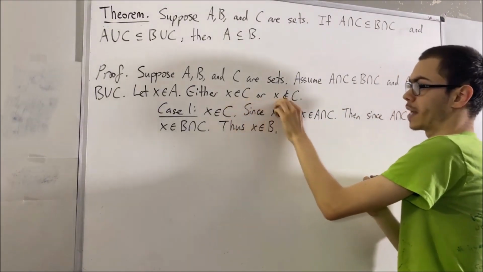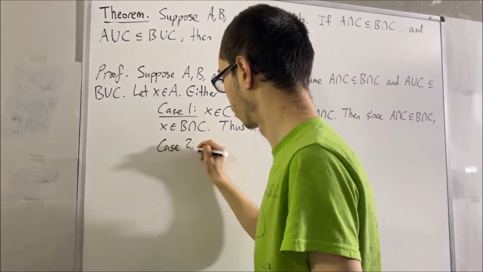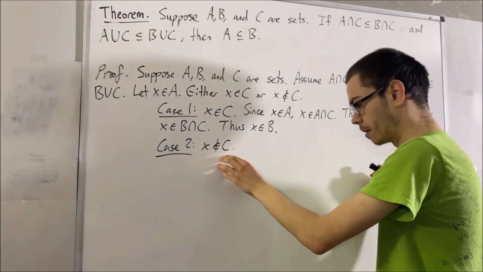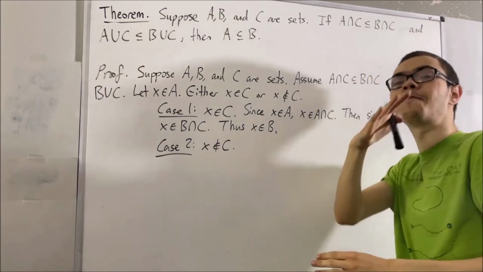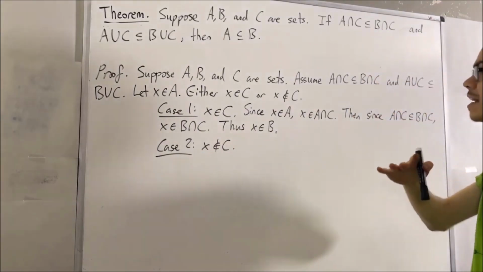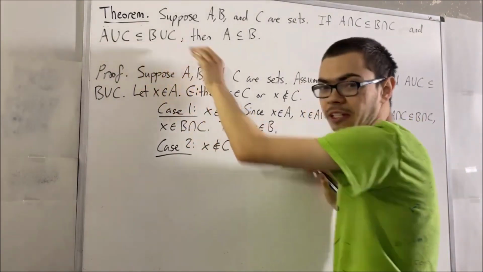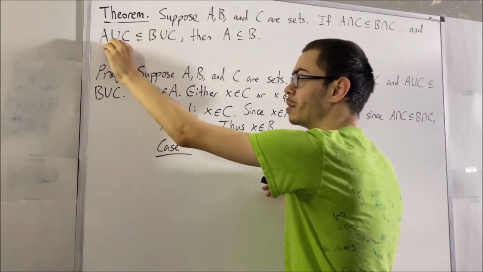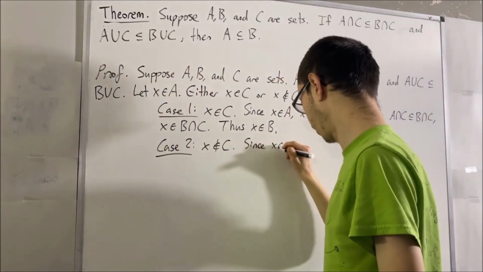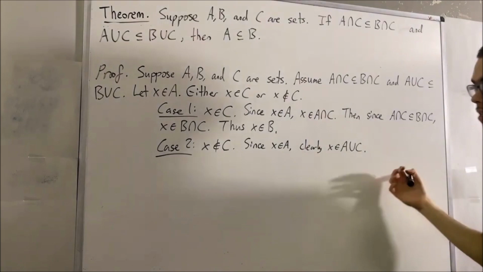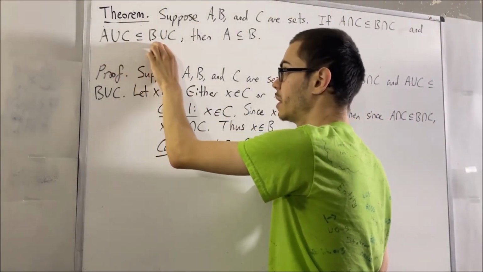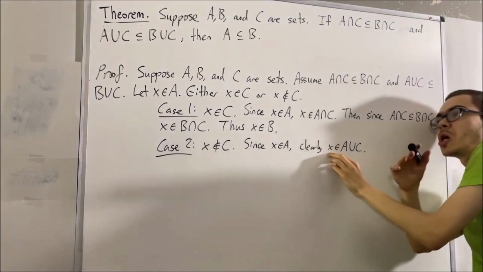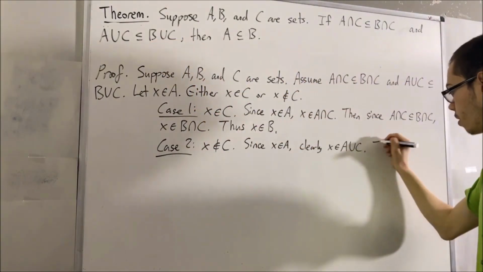Now let's consider the case where X is not an element of C. Okay, so what can we do if X is not an element of C? Well, let's use the fact that we haven't used yet, which is that A ∪ C is a subset of B ∪ C, right? Since X is an element of A, clearly X is an element of A ∪ C. And since A ∪ C is a subset of B ∪ C, and X is an element of A ∪ C, it follows that X must also be an element of B ∪ C.